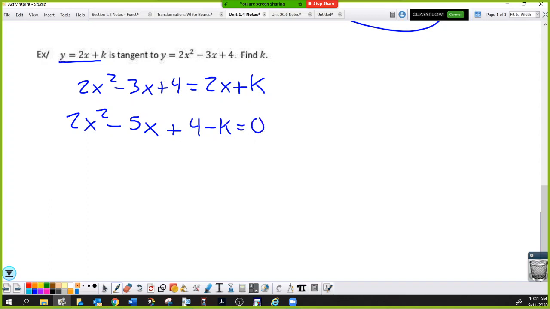Now, this was the thing that Chris and I were talking about a while back, when finding the domain of something really nasty, where you treat this thing at the back as a constant. That is your C value. You know there's one solution, so that tells you your discriminant equals 0. So at this point, you would find your discriminant, set it equal to 0, and solve for k.